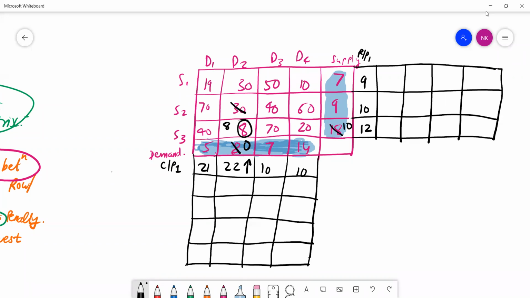Since this has become 0, we won't be considering this particular column, and this column will not be taken into further iterations because it has become 0. Okay, now continue for the second penalty. I will be again doing the same thing in 2 minutes again.